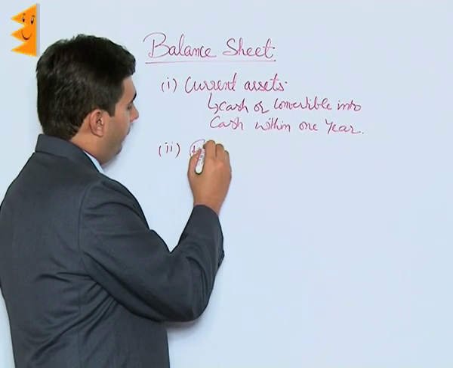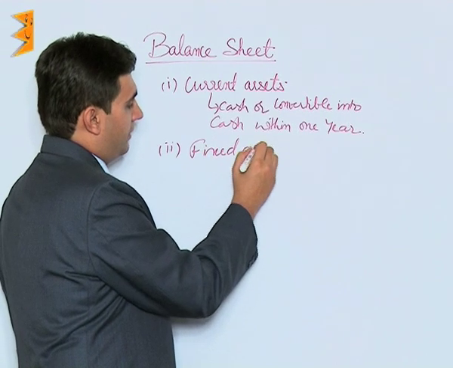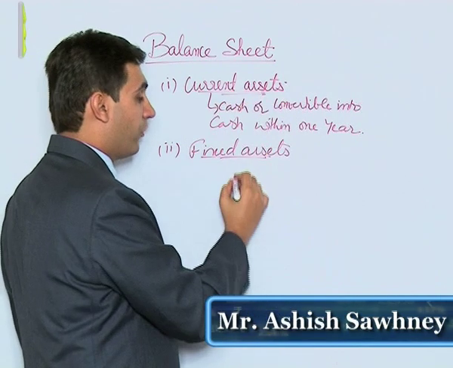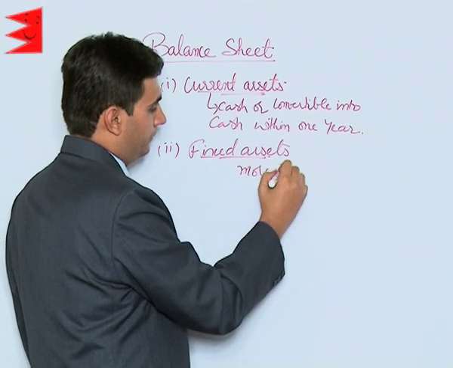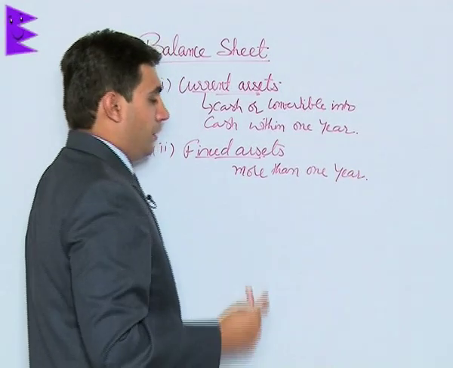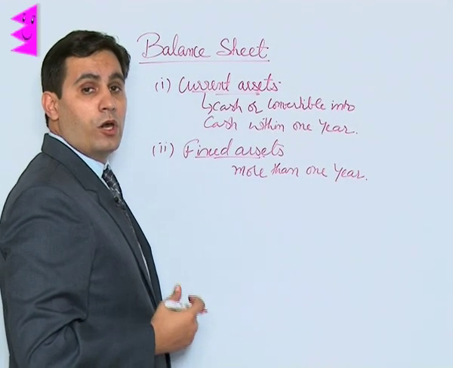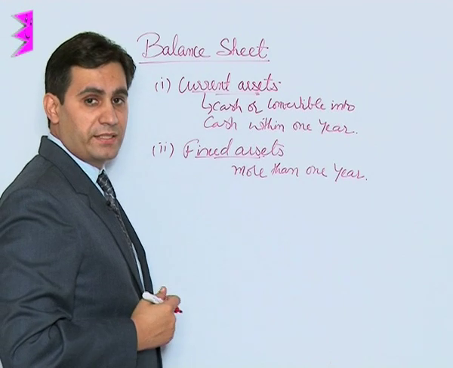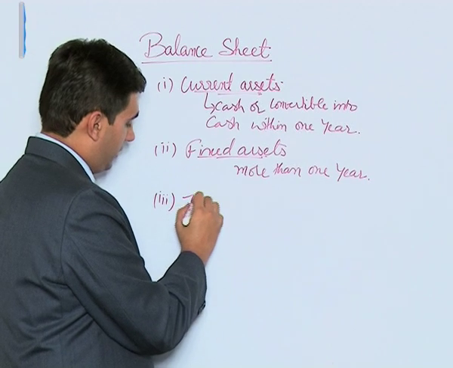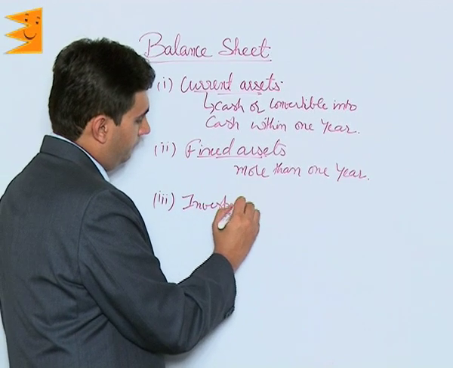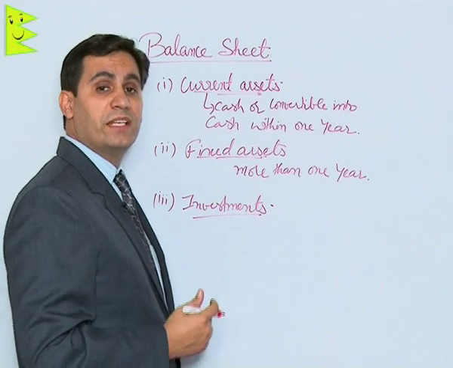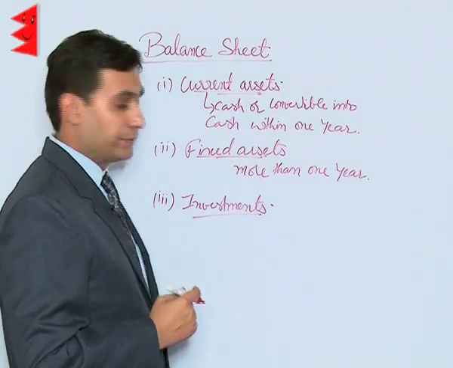Then we have fixed assets. Assets which have a working life of more than 1 year. They are the assets which contribute to the operating capacity of the business. Then investments. Investments refer to amounts invested outside the business.